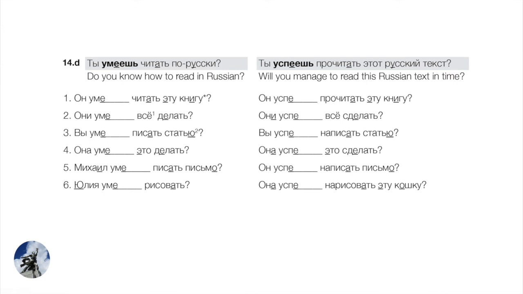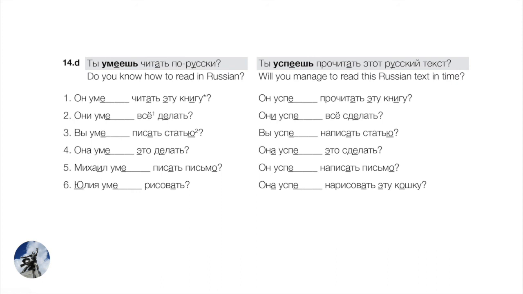Number four, is she able to do this? Does she know how to do this? Она умеет это делать. Will she manage to get it done in time? Она успеет это сделать.